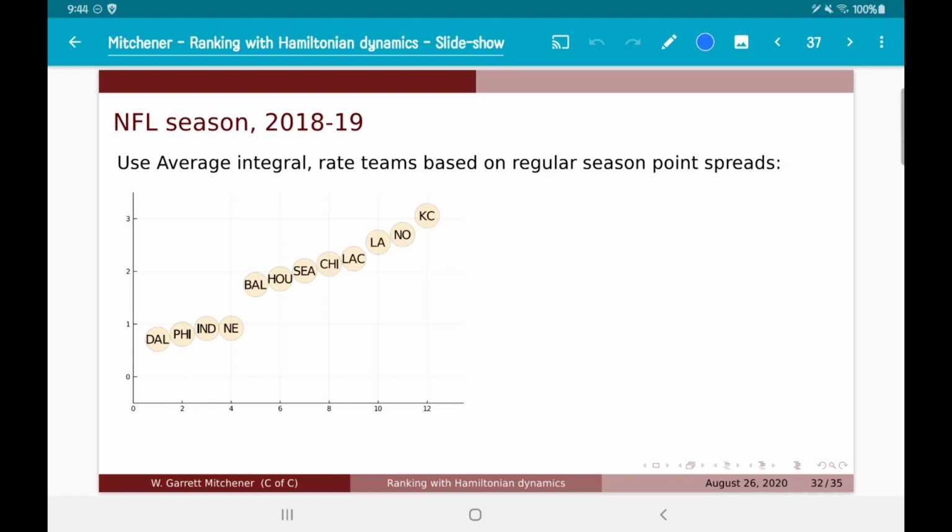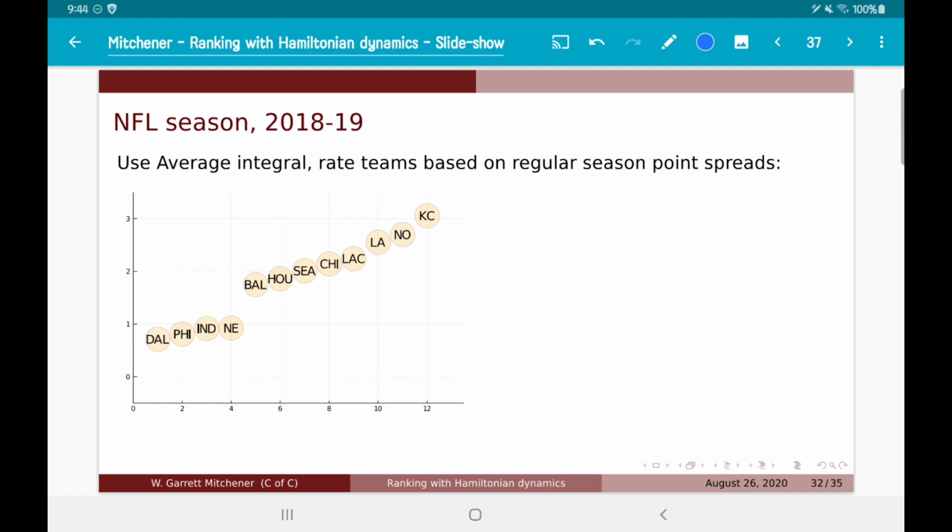I thought I'd also use some real data that's got a lot of complications to it, and just show you what happens. So for this slide, I'm looking at the National Football League. This is American football, not soccer. And I'm looking at the 2018 to 19 season, which was not disrupted by a pandemic, but it did have some surprises in it.